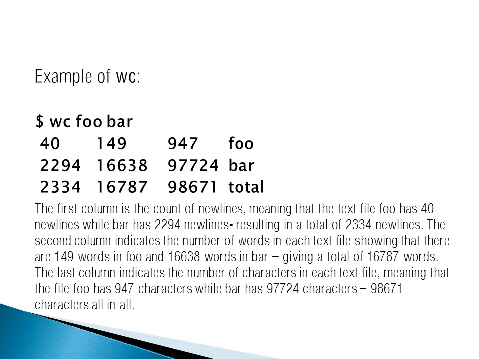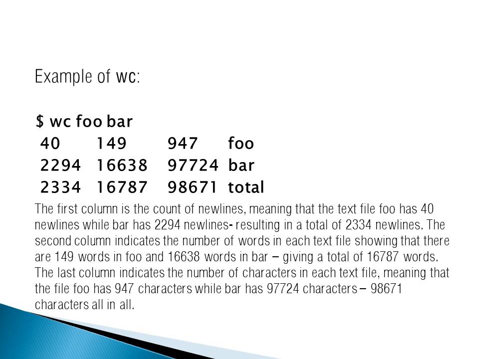The first column of the count is the new line count, which represents that the text file foo has 40 new lines, while bar has 2294 lines. Coming to the next column, it indicates that there are 149 words in foo and 16,638 words in bar, which gives the total of 16,787.